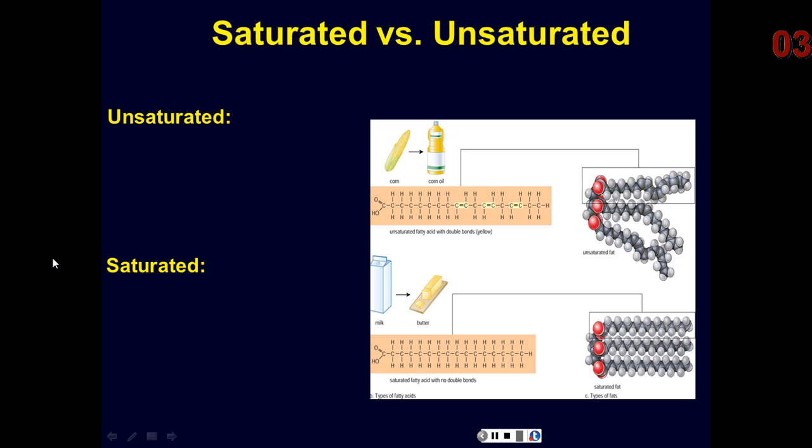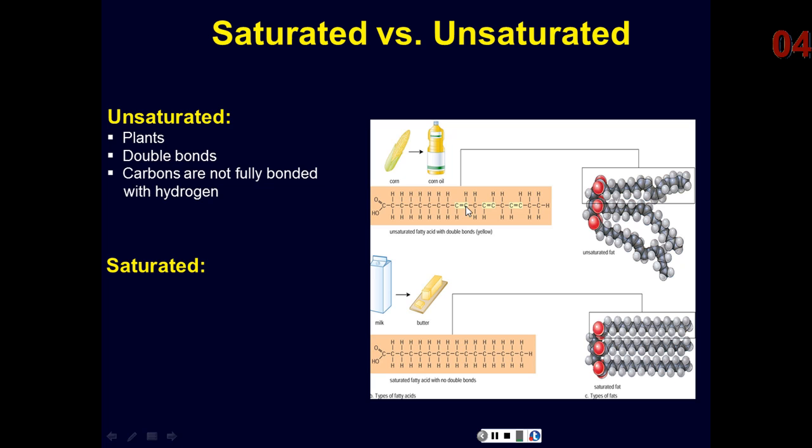Unsaturated versus saturated fats. Our unsaturated fats come from plants. This would be your olive oil, your canola oil, etc. Notice this fatty acid chain right here. This is what you would typically find in an unsaturated fat. The word unsaturated refers to the fact that these carbon atoms that you see right here are not fully saturated with all the hydrogens they could possibly hold.